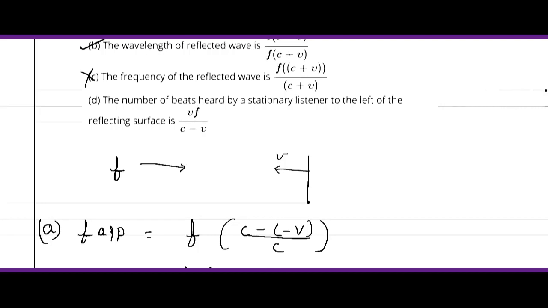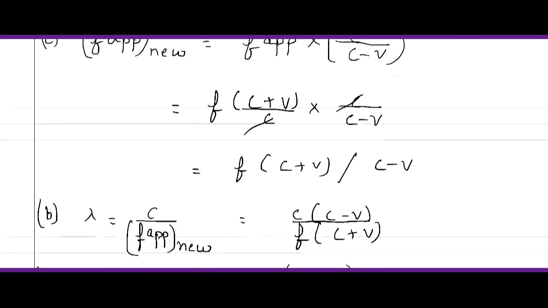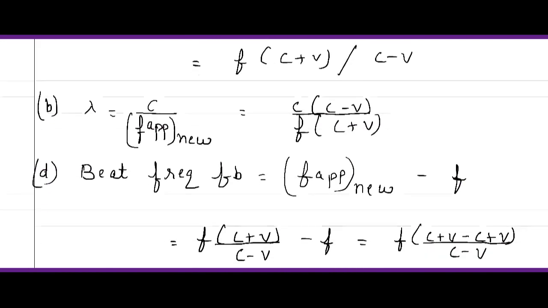Here the third option, D, is incorrect because the correct answer is 2fv divided by (c minus v). I hope you understand. Thank you.